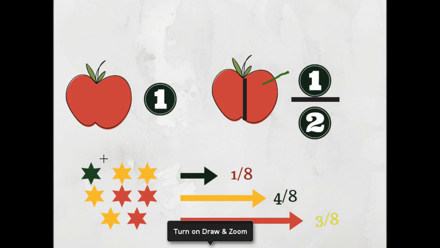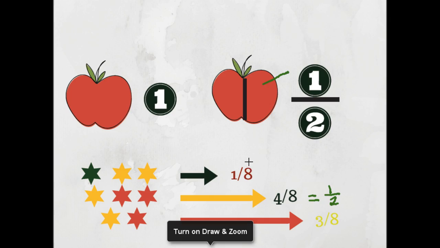Another example, we have 8 stars here, 1 green star, 4 yellow stars, and 3 pink stars. Now, how many green stars do we have? 1 out of 8, and this is the fraction. 1 out of 8 stars is green. Now I have 4 yellow stars. 4 out of 8 stars are yellow. This can be written in the smallest form as 1 out of 2. Now then we have 3 out of the 8 stars are pink.